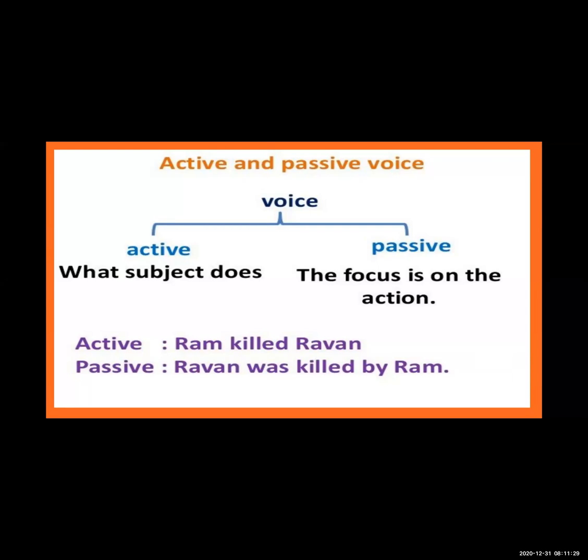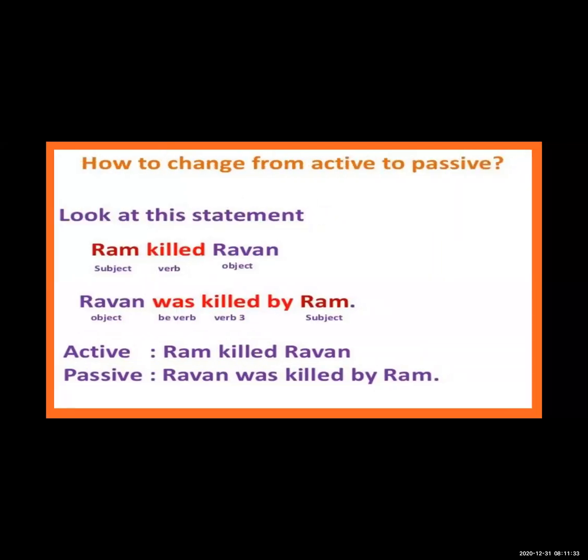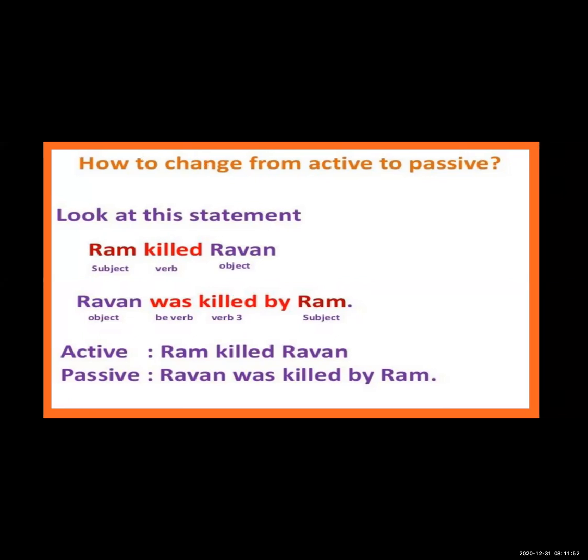I hope you are clear with this now. Like this only we have seen these examples. Ram killed Ravana. So this was the simple structure. Subject will be there, verb will be there, object will be there, be verb plus verb 3, because it is killed. Ed form is being used. It is past participle form. Okay.